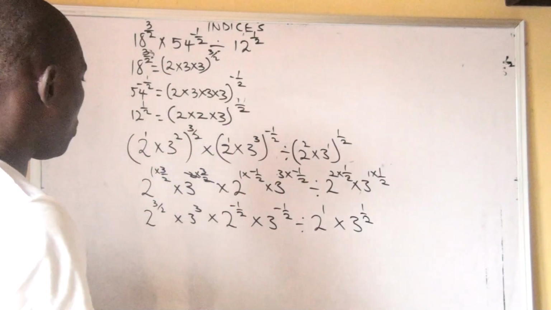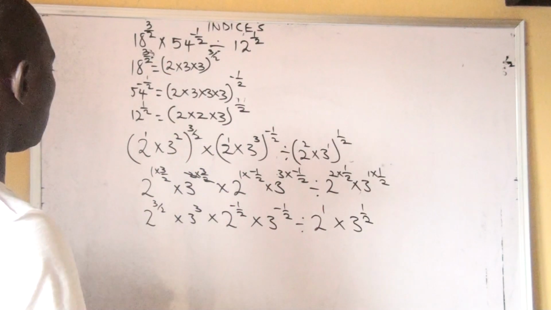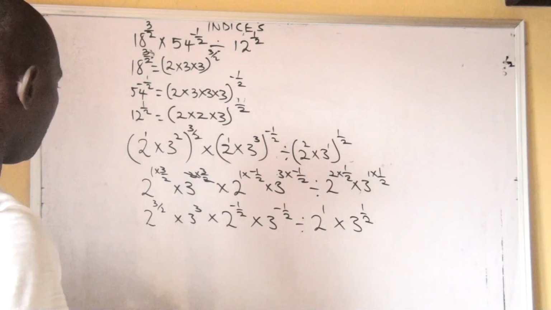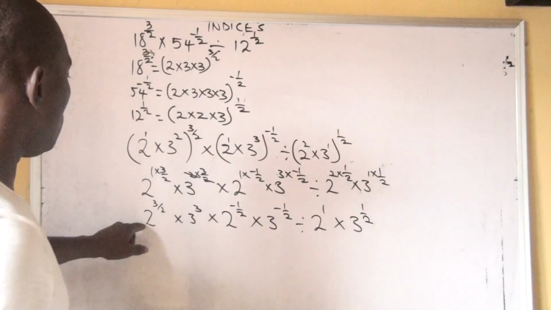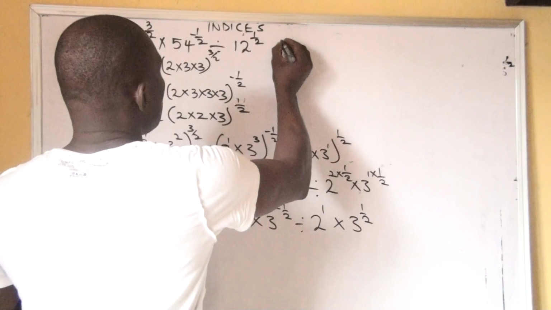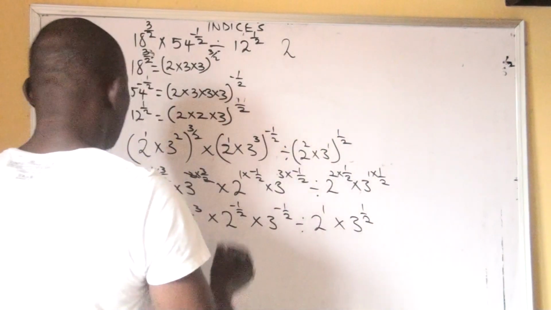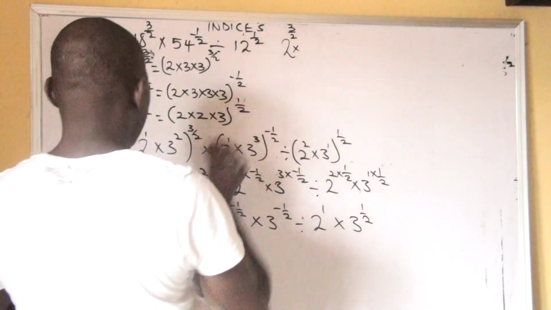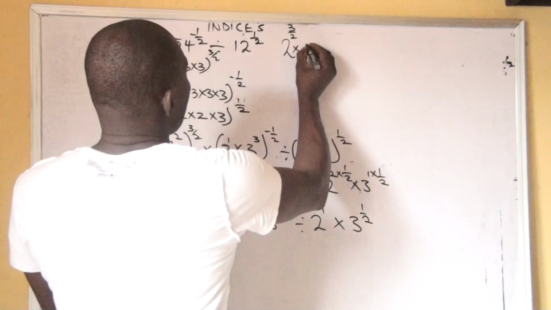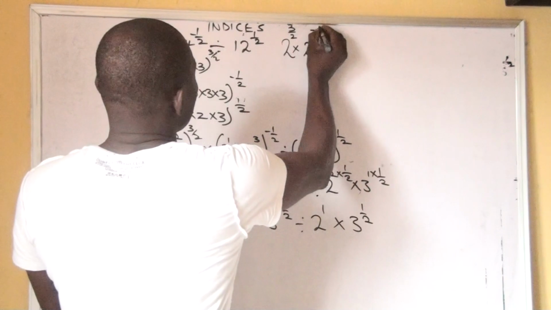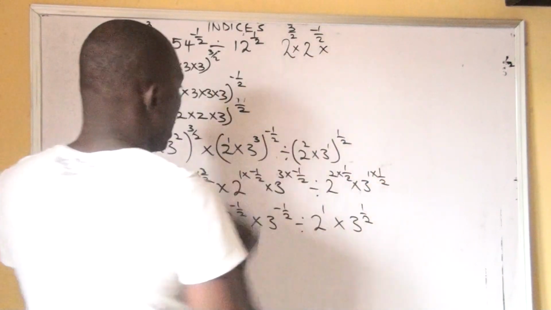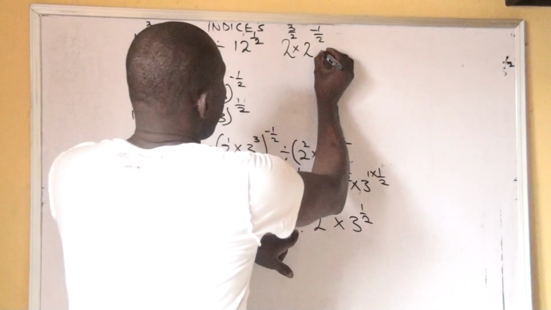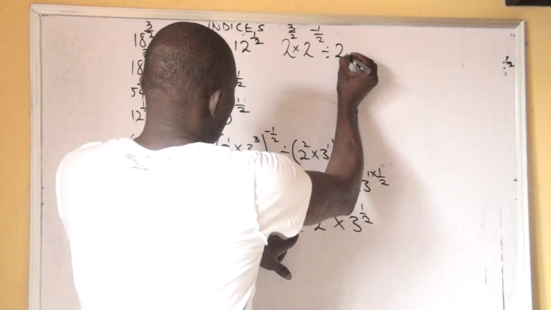So what we are going to do here is that we see some are just 2, 2, 2, some are 3, 3, 3. So we'll group them. So let's start with the one with 2. The first 2 there is 2 raised to the power 3 over 2, times 2 raised to power minus half, divide 2 raised to power 1.